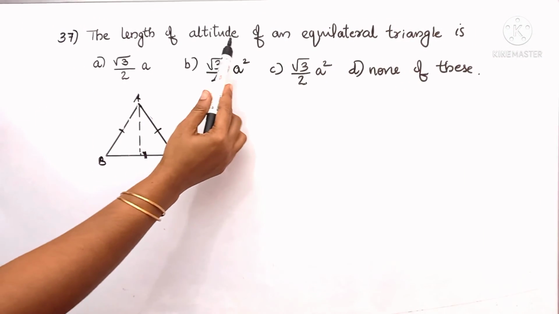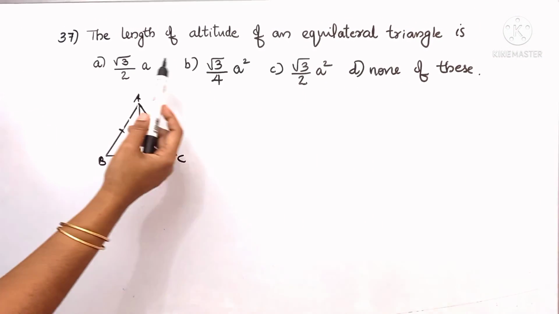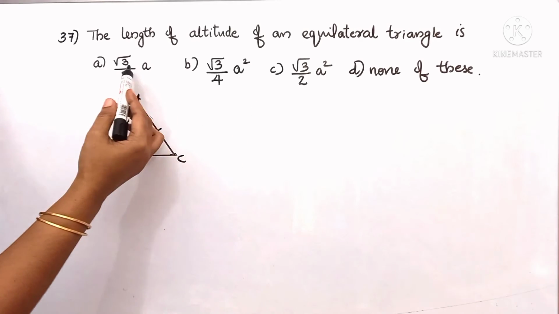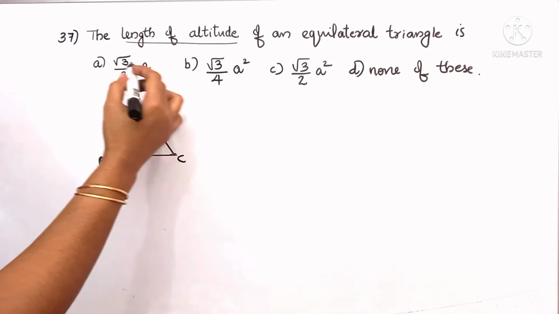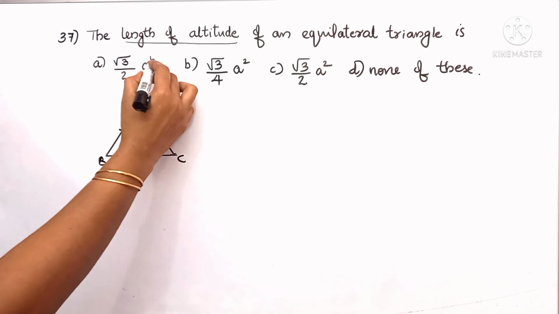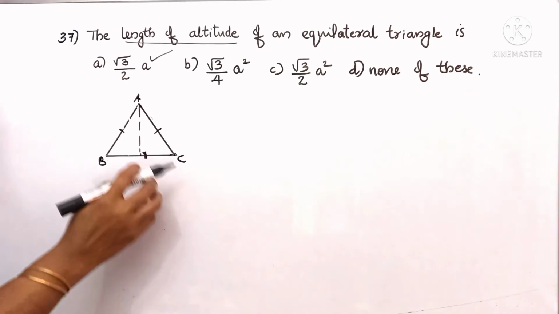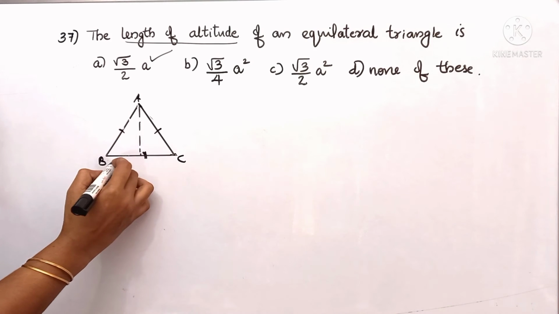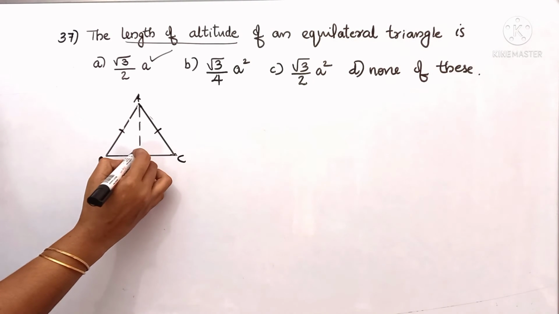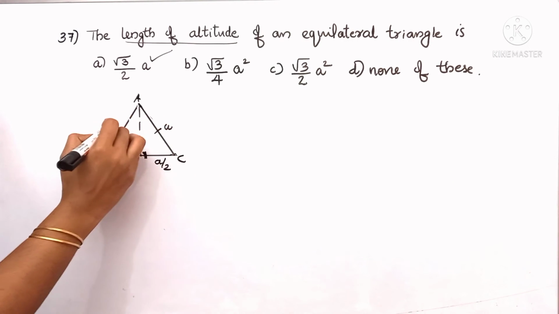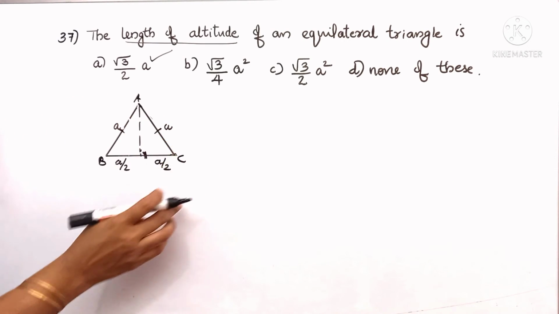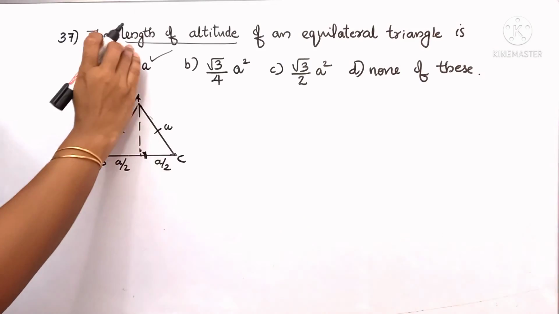37. The length of altitude of an equilateral triangle is, options are given. The length of altitude of an equilateral triangle is root 3 by 2 a. Here I have drawn an equilateral triangle. This is the altitude, and here it is a by 2, and here it is a and here it is a. If the length of one side is a, then the altitude is root 3 by 2 a.